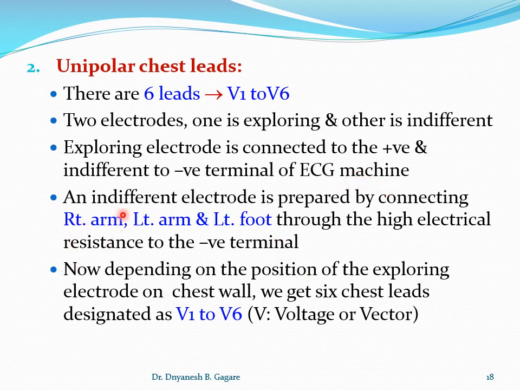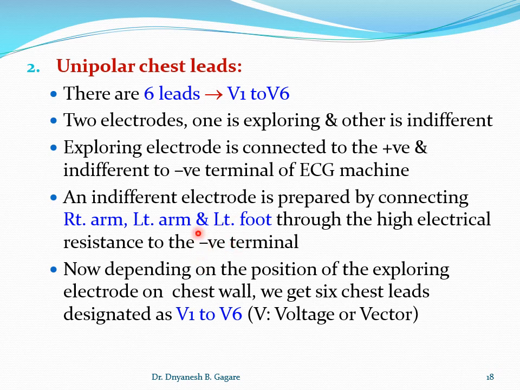Okay, now see this indifferent electrode, how it is formed. I will explain it again in my diagram, but here try to understand in this slide. The indifferent electrode is prepared by connecting the right arm, left arm and left foot together. You take all these 3 points together through a high electrical resistance to the negative terminal. So these all 3 points are connected to the negative terminal, and here the indifferent electrode is prepared.